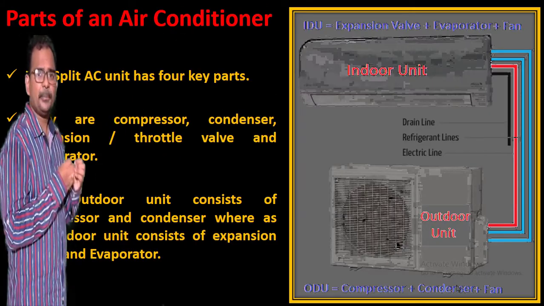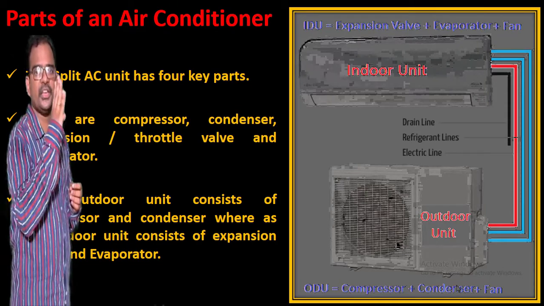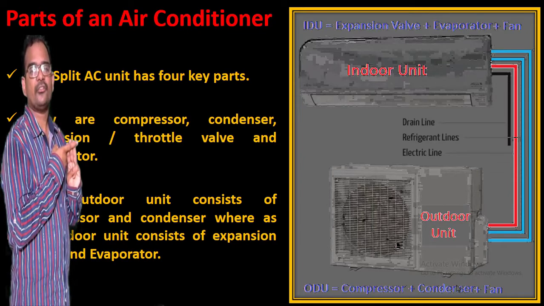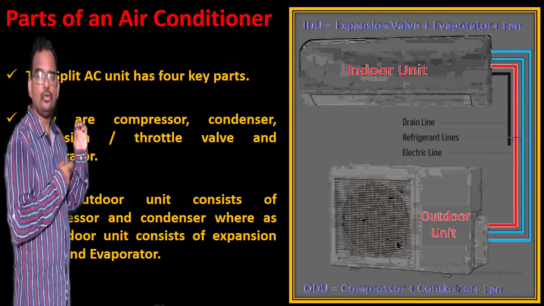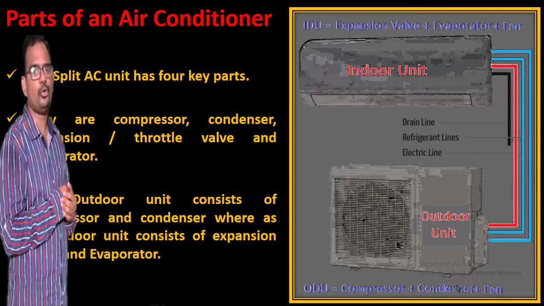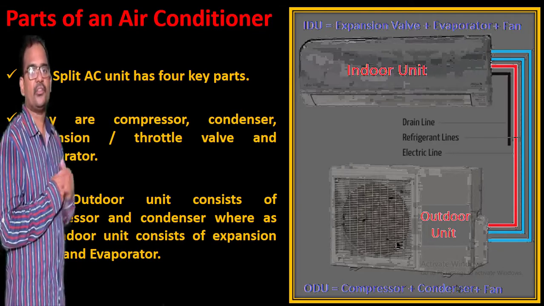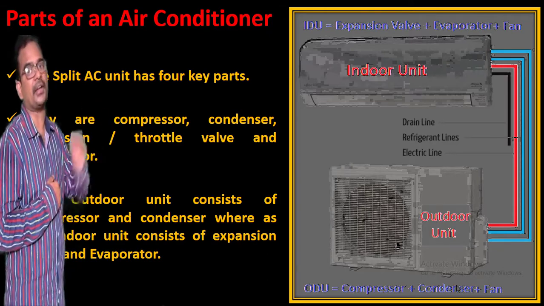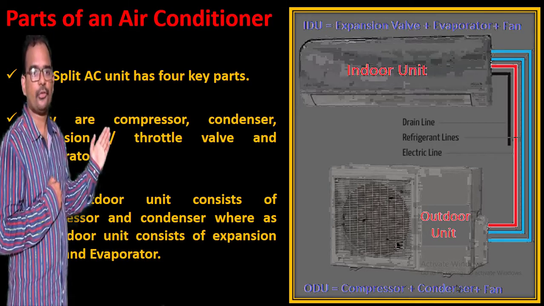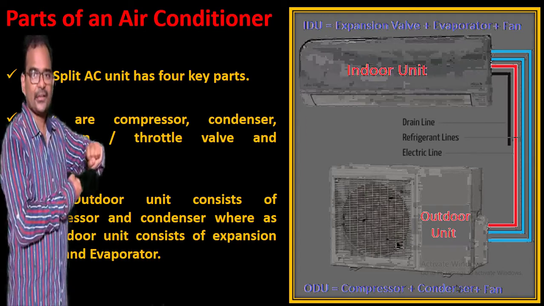Now let's see the different parts of an air conditioner. A split air conditioner unit has 4 key parts. They are compressor, condenser, evaporator and expansion or throttle valve. The outdoor unit consists of 2 components, whereas the indoor unit consists of the other 2 components. So the indoor unit consists of the expansion valve and evaporator where soaking takes place. The outdoor unit consists of the compressor and condenser where wringing takes place.